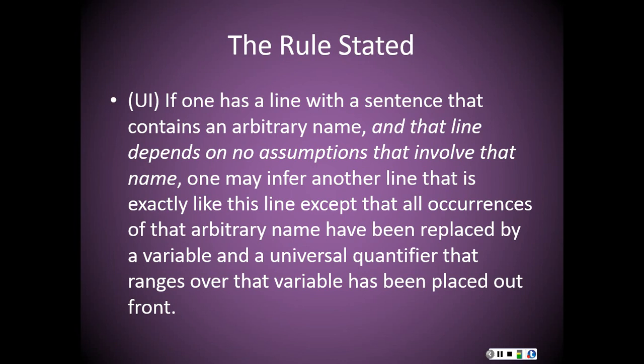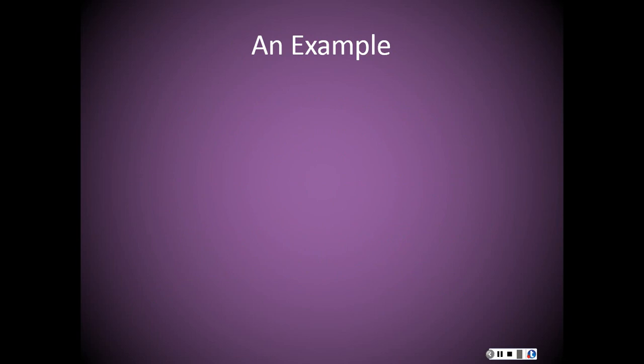Okay, like many of our rules, the statement of this rule is quite a mouthful, but it is easier to grasp when one sees it applied. So let's look at an example. So here we have this sequent. Everything that's F is G. Everything that's G is H. Therefore, everything that's F is H.